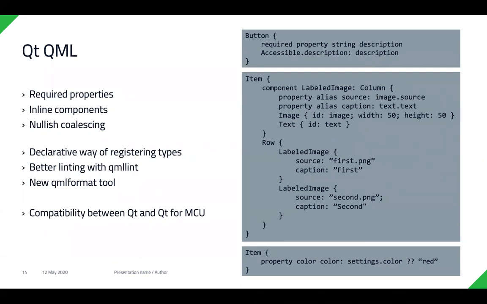Then we added a more declarative way of registering QML types. And there's a lot of work that has happened with improving linting support with our linter. So you get better warnings there for different things in your code. The linter has a much better understanding of your project's QML code base. And we've added a formatting tool that can automatically format QML files according to our standard coding conventions. We've also done some work to make QML and Qt Quick as compatible as possible between the standard Qt and Qt for microcontrollers. If you don't know what that is, I'll talk about that a little bit at the end of the talk, so don't worry right now.